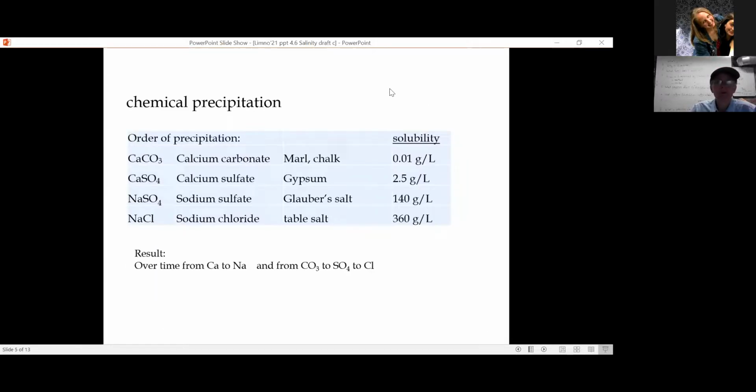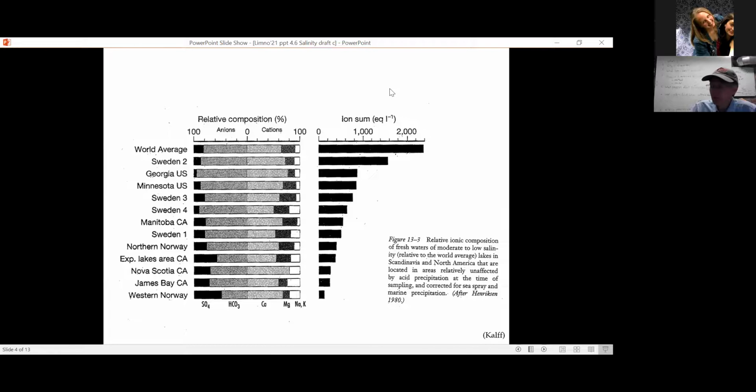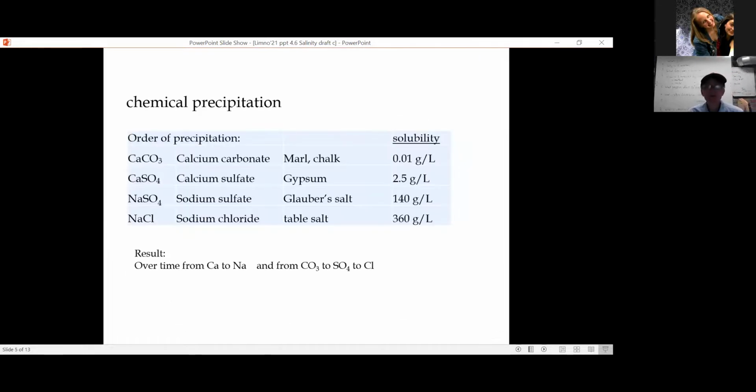Okay, so why are some lakes dominated by some ions and other lakes less dominated? In other words, why do these Western Norway lakes have so much more sulfate and sodium compared to Minnesota lakes or even Swedish lakes? Well, there's a couple of different things that contribute to the salinity. And one of them is chemical precipitation.